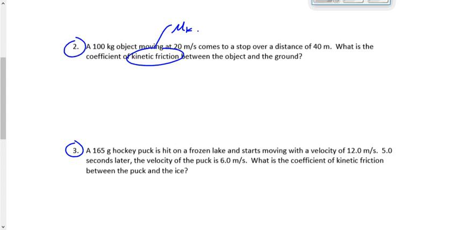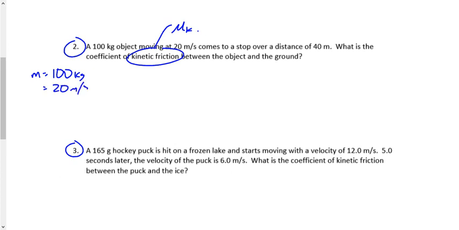Let's have a look at question number 1 up here. It says, a 100 kilogram object is moving at 20 meters per second, comes to a stop over a distance of 40. We want to know the coefficient of kinetic friction between the object and the ground. Mass here of 100 kilograms. We got a velocity here of 20 meters per second.